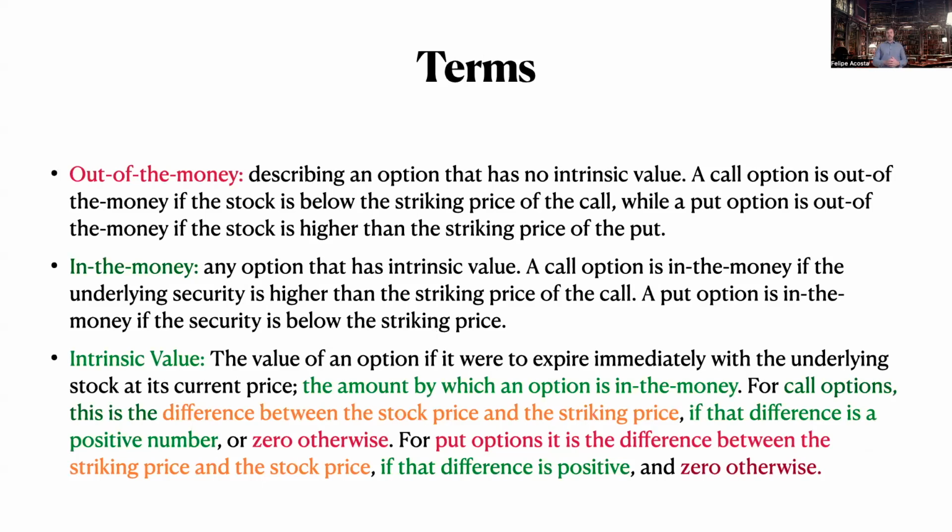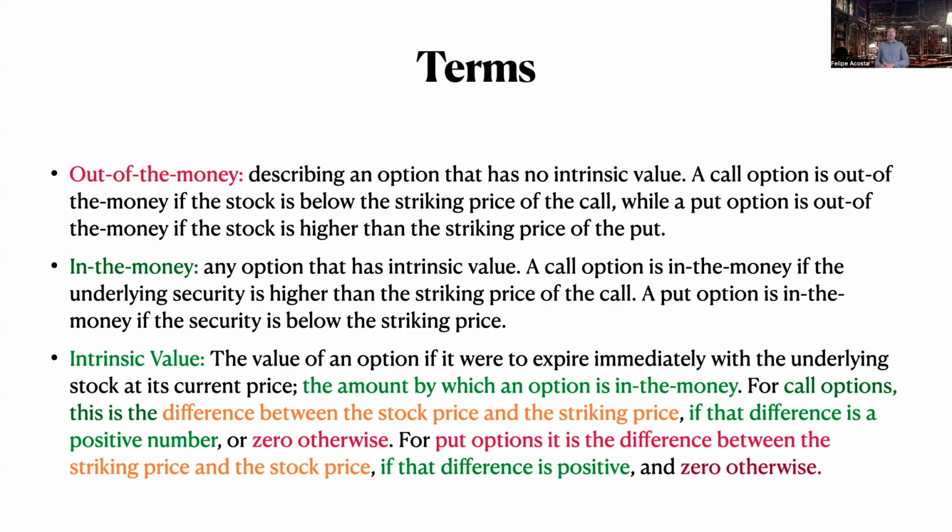Here are some terms to help this make sense, because I know this is a lot of industry lingo, right? Out of the money basically describes an option that has no intrinsic value. A call option is out of the money if the stock is below the striking price.